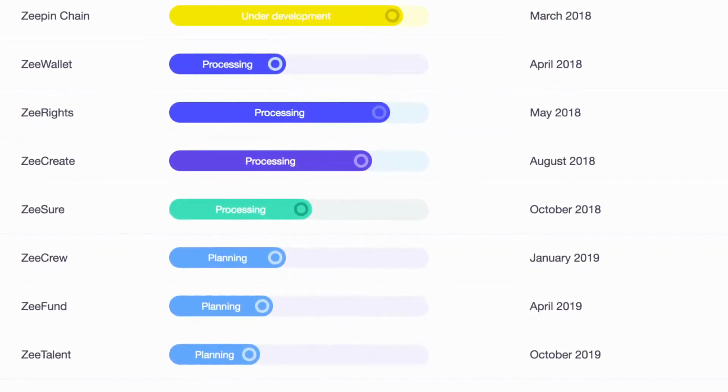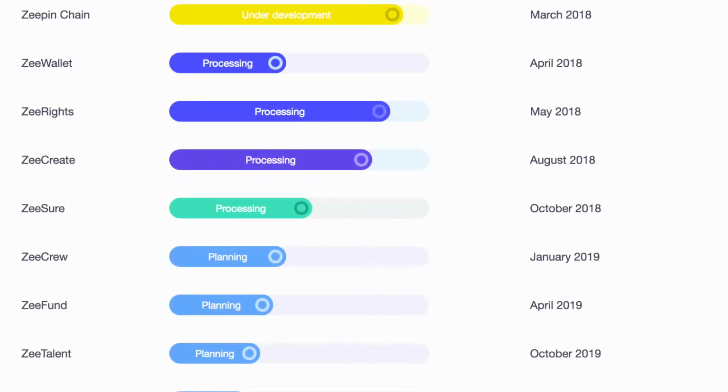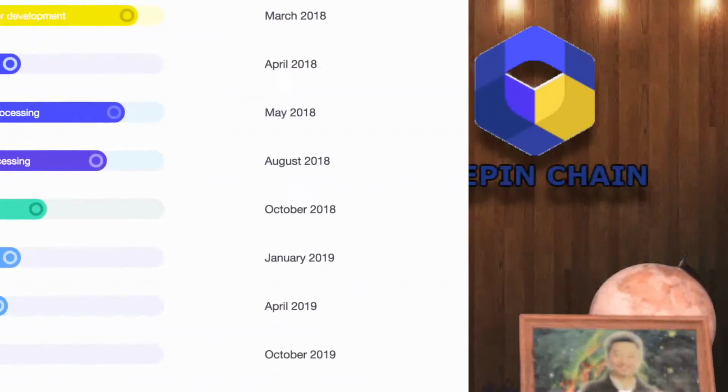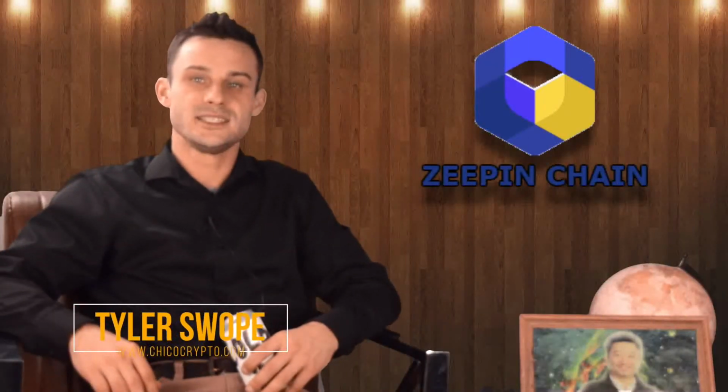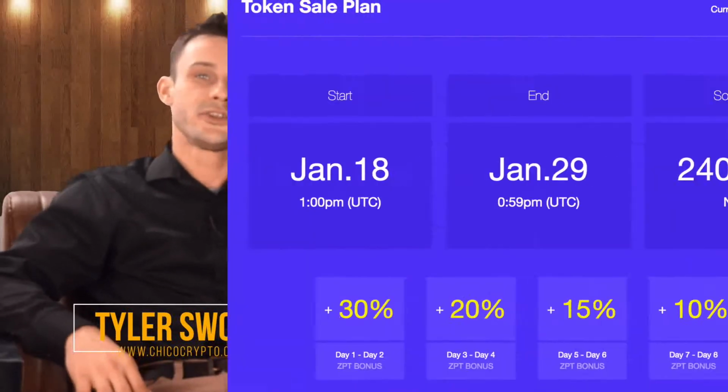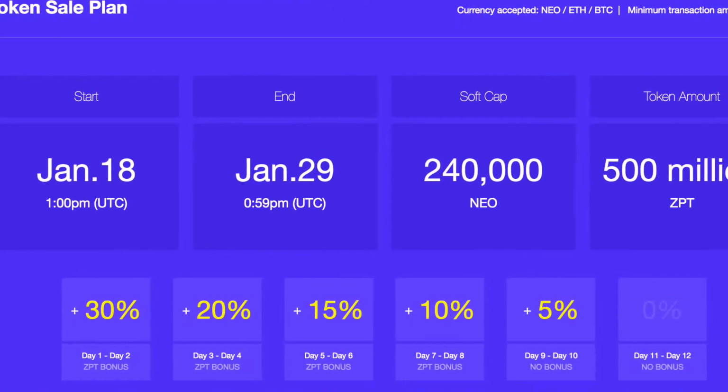The beginning of 2019, we will see the completion of Z-Crew, and in mid-2019, Z-Fund will be officially completed. By the end of 2019, both Z-Talent and Z-Proof will be done. So now let's take a look at the ZPT sale plan. The total amount of Zeepin tokens will be 1 billion.